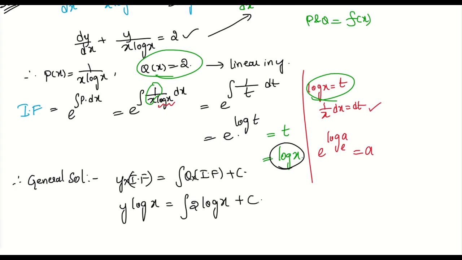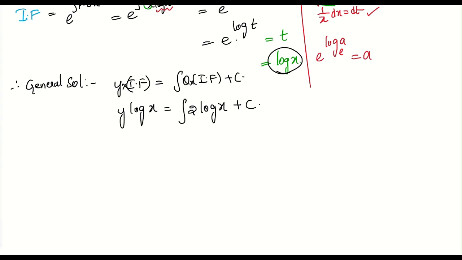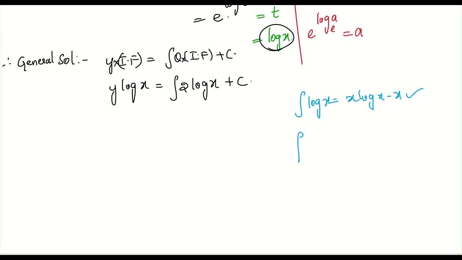Is it clear? So we already have the integration of log x here. We already know that the integration of log x is x log x minus x. For the people who don't know, let me help you how to do it. We are not able to do the integration directly, so I'll try to write it as 1 into something.